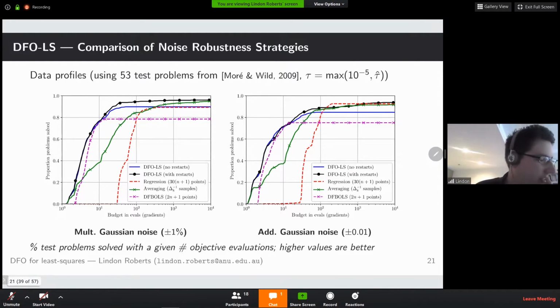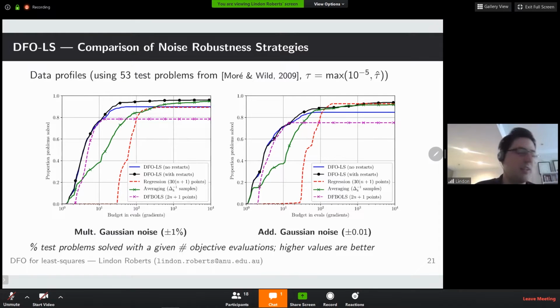So I won't talk too much about this, but if we compare this restarts mechanism by measuring the proportion of my test problems that I've chosen here solved versus objective evaluations, we find this restarts mechanism basically outperforms other techniques, particularly things like averaging and regression, in the sense that it's just as robust. It can solve as many problems as averaging and regression does, but it doesn't suffer from this penalty of potentially needing very many evaluations, particularly in the early stages of the algorithm. So it's not unnecessarily evaluating the objective. So that works quite well in practice.